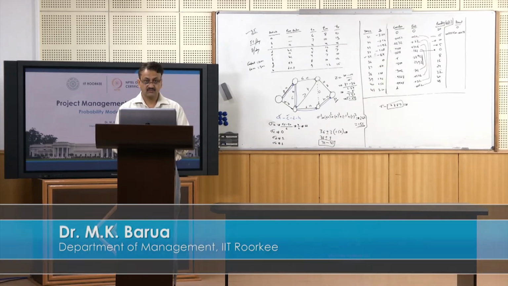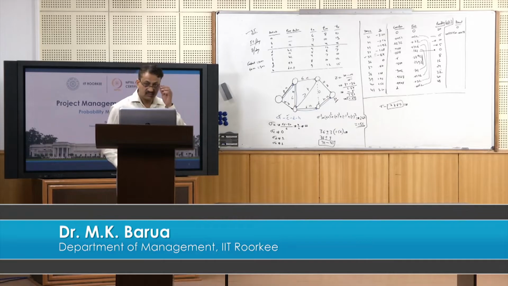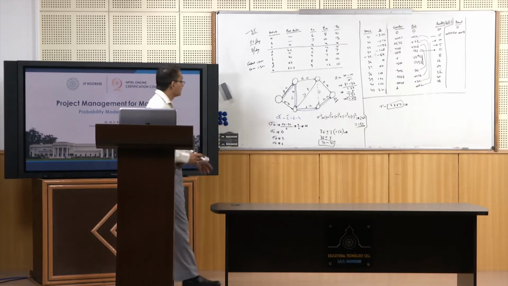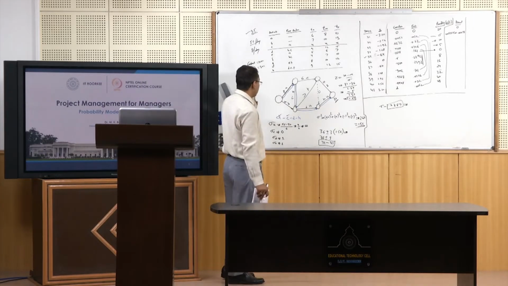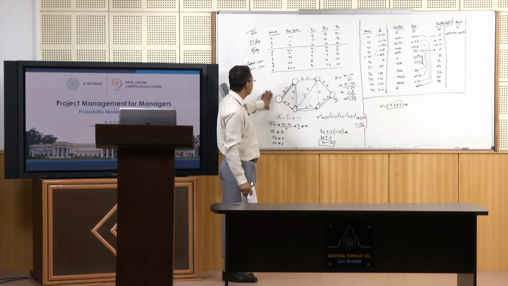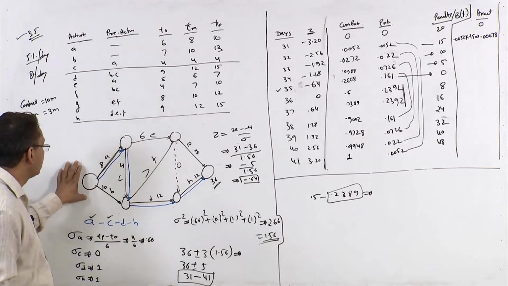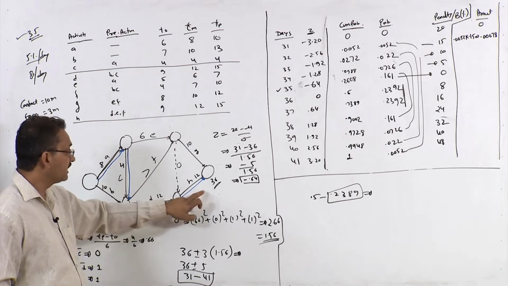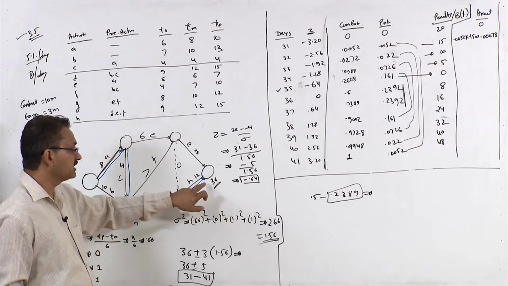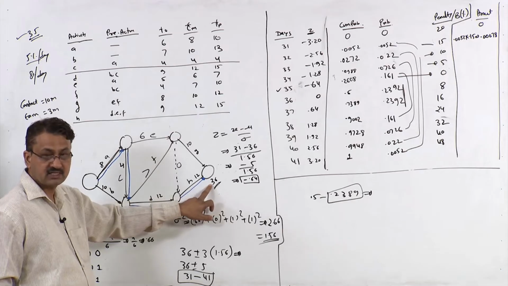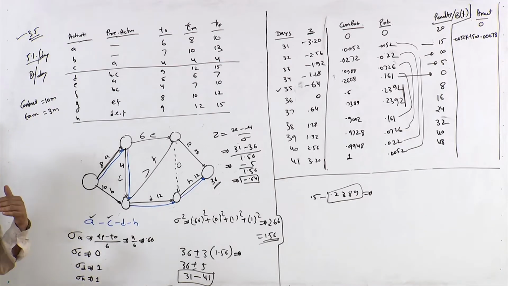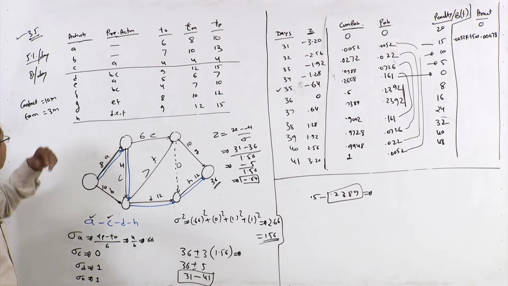In previous session we were doing this question, so we will complete this question first and then we will take up another question. So let me summarize what we did so far. There is a network in which these are different time estimates. The critical path is A, C, D and H, and the probability that this project would be completed in 36 days is 50%, right.